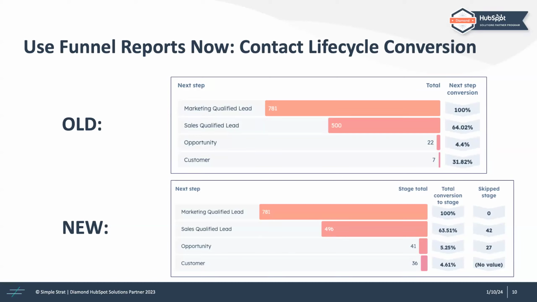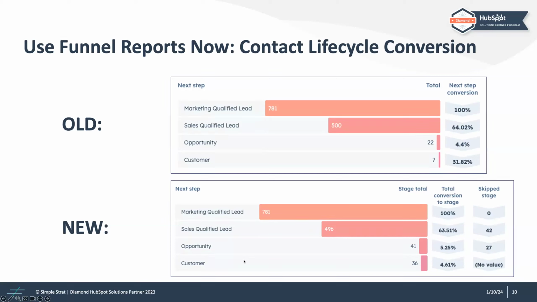What that's going to show you is the conversion rate from one step to the next. So 64% of marketing qualified leads made it to sales qualified lead, 4% of sales qualified leads made it to opportunity, and 31.82% of our opportunities became customers in this example.